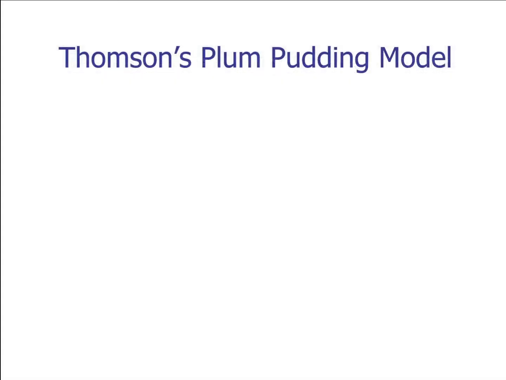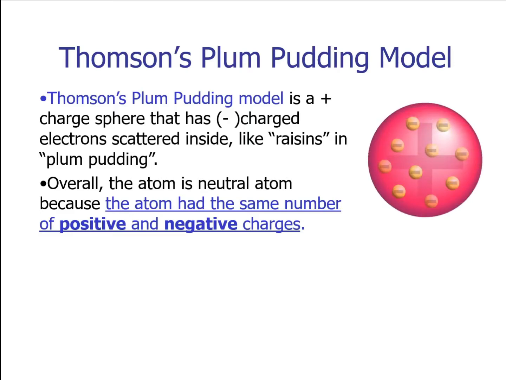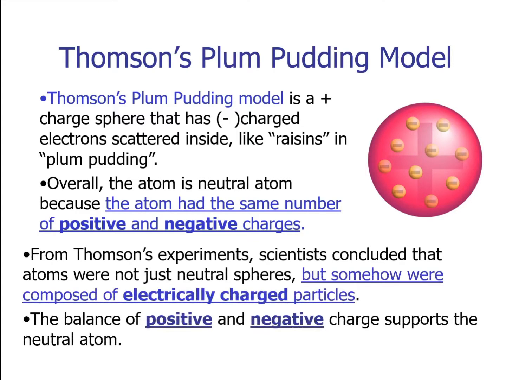Thomson's plum pudding model. Thomson's plum pudding model is a positively charged sphere that has negatively charged electrons scattered inside, like the fruit present in a plum pudding. Overall, the atom is neutral because it has the same number of positive and negative charges. From Thomson's experiments, scientists concluded that atoms were not just neutral spheres, but somehow were composed of electrically charged particles. The balance of positive and negative charge supports the neutral atom.